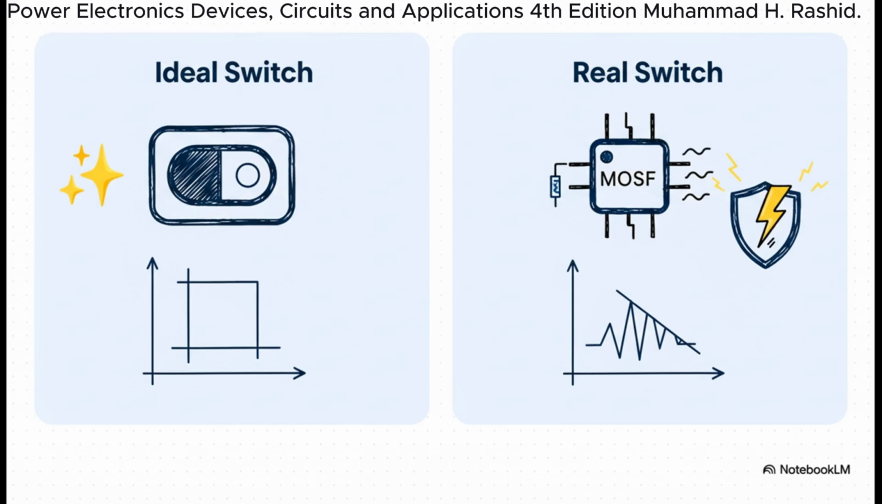But then there's the real world. The components we actually use, our MOSFETs, our IGBTs, well, they're a different story. They have losses that create heat. They have real, finite switching times, and they have very, very strict operational limits. You push them past those limits, and boom, catastrophic failure. Honestly, pretty much every problem we're going to talk about today comes from these three simple but crucial differences.